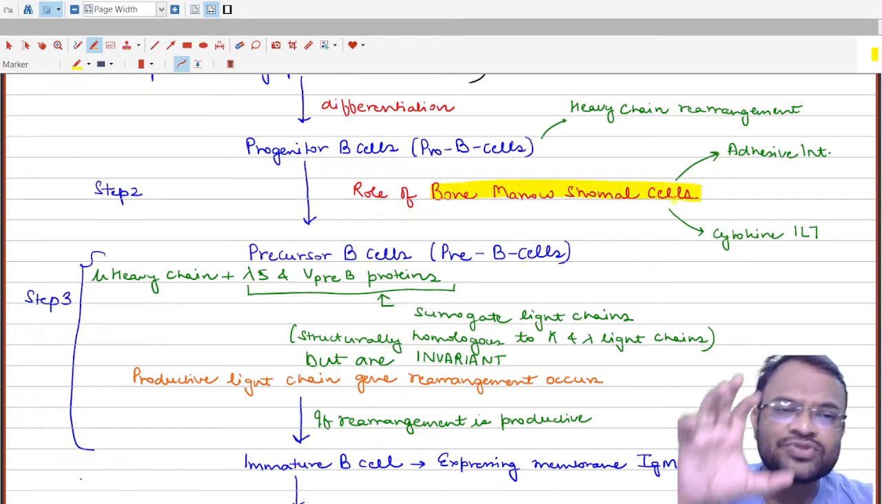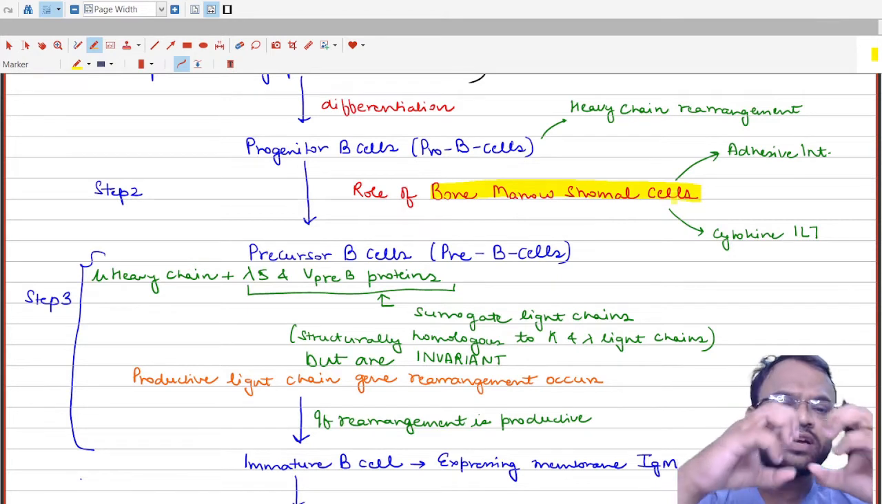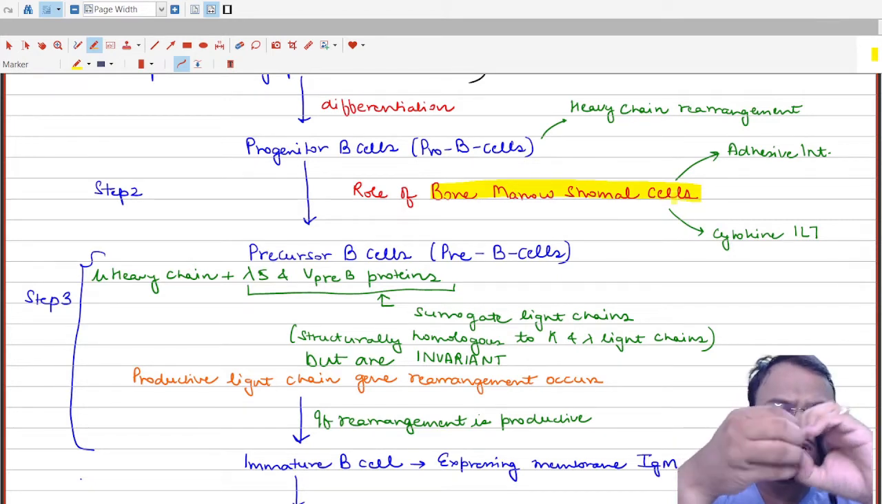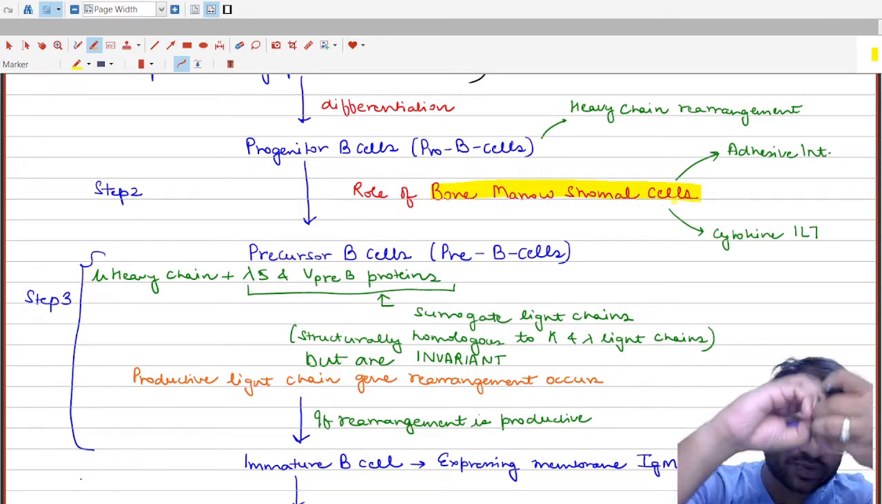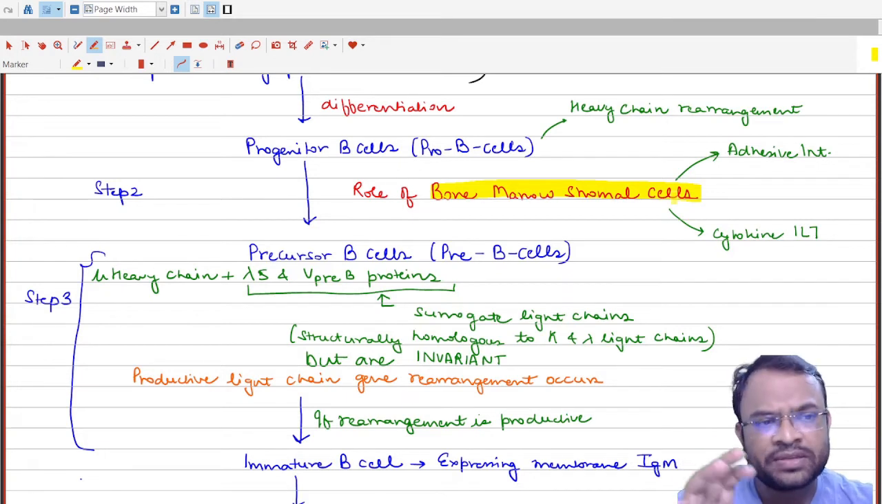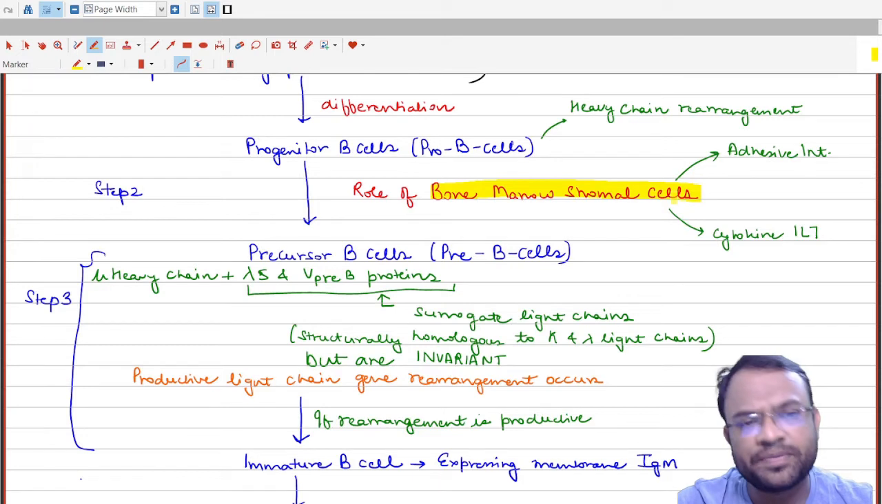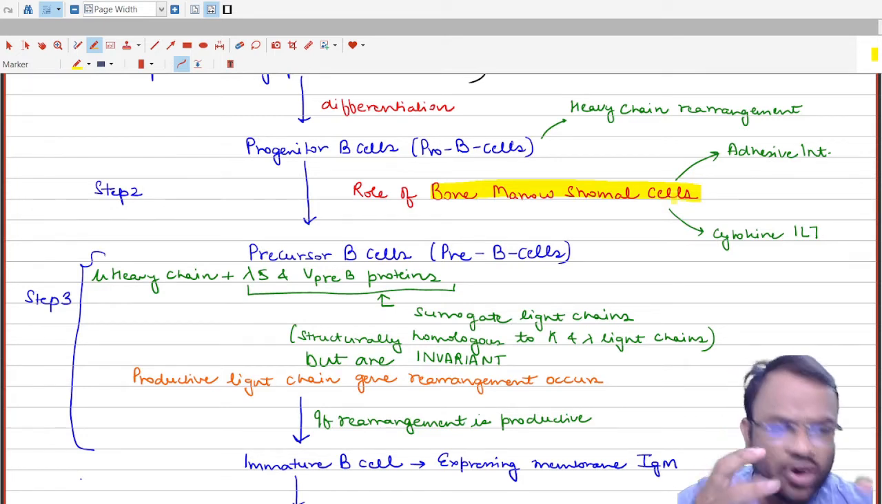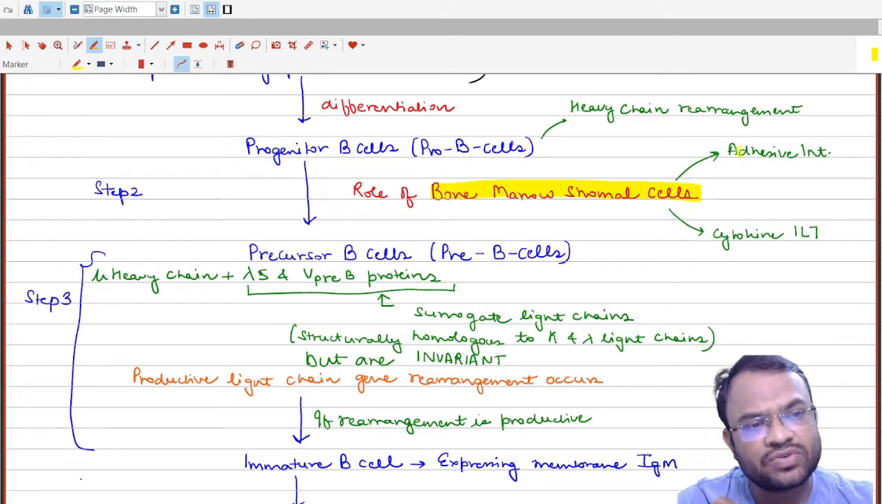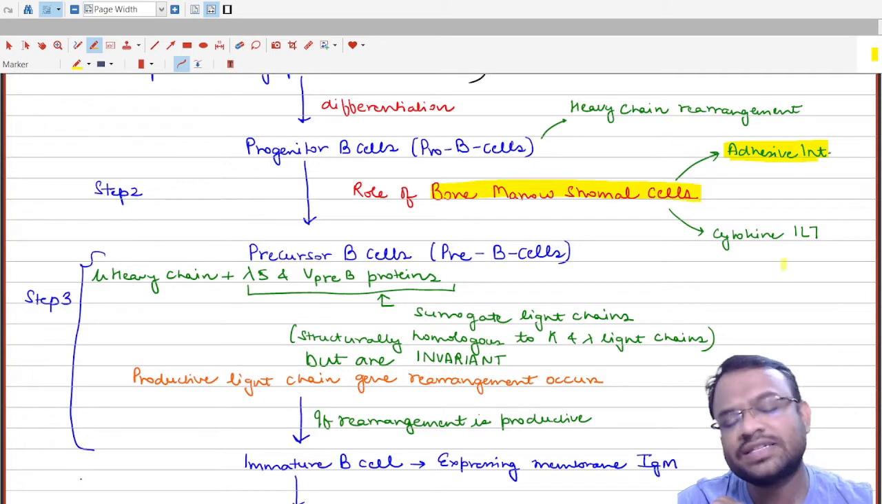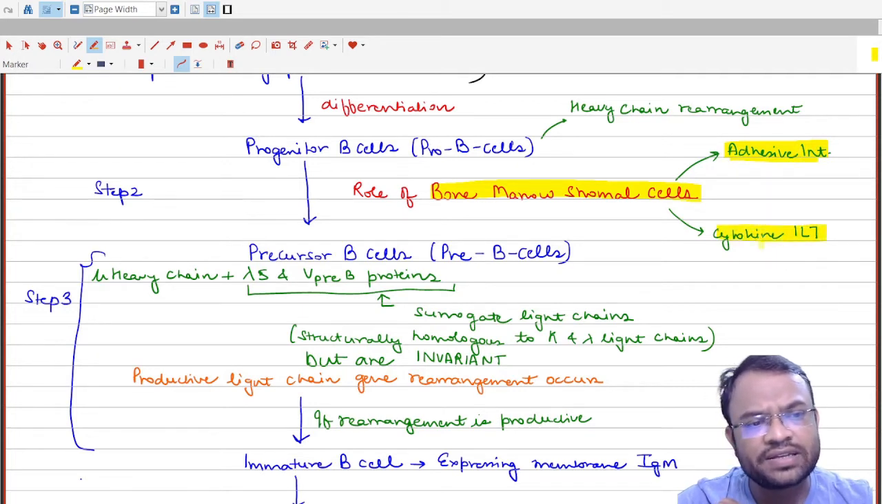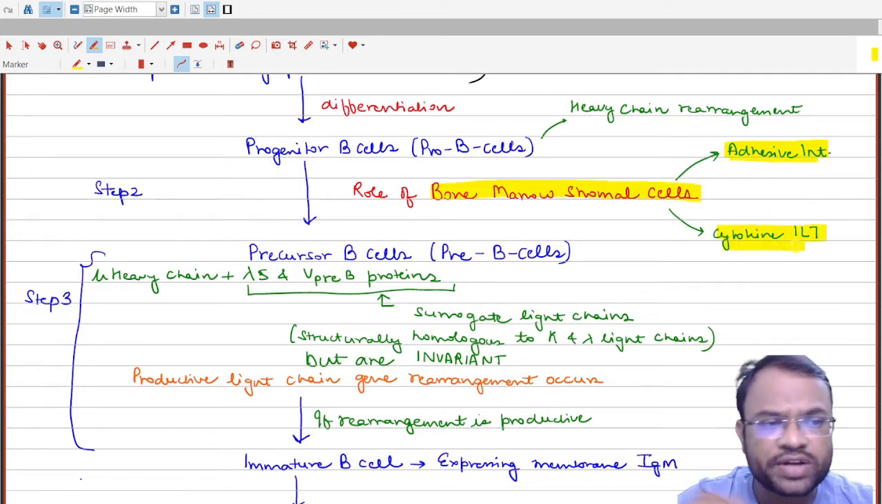These bone marrow stromal cells, what do they do? They come in contact with the progenitor B cells. They are in contact with the progenitor B cells. That means they have adhesive interaction. They interact with each other, and because of this adhesive interaction, so one thing that they do is adhesive interaction, and the second thing that they do is cytokine production of cytokine interleukin 7.